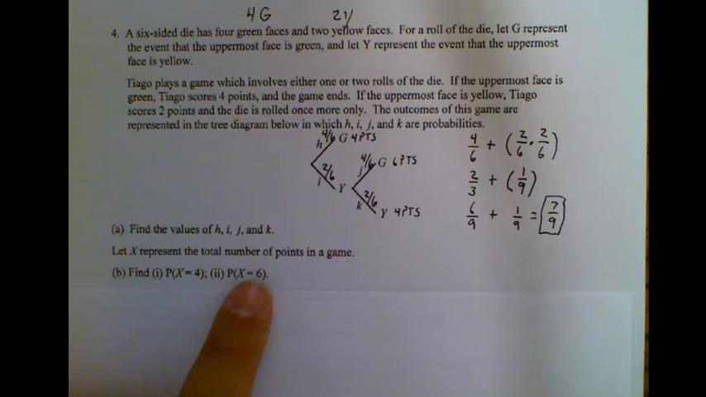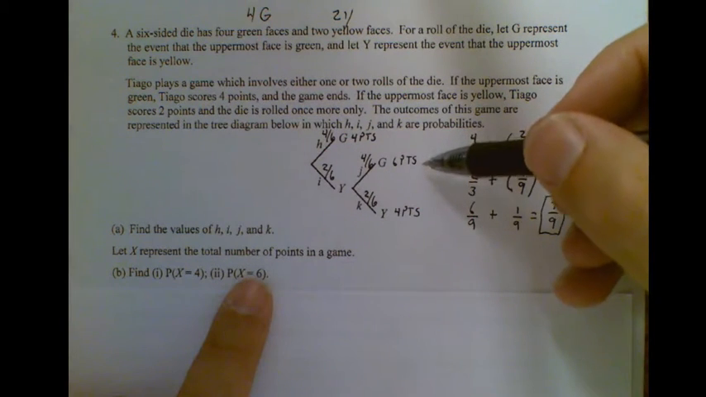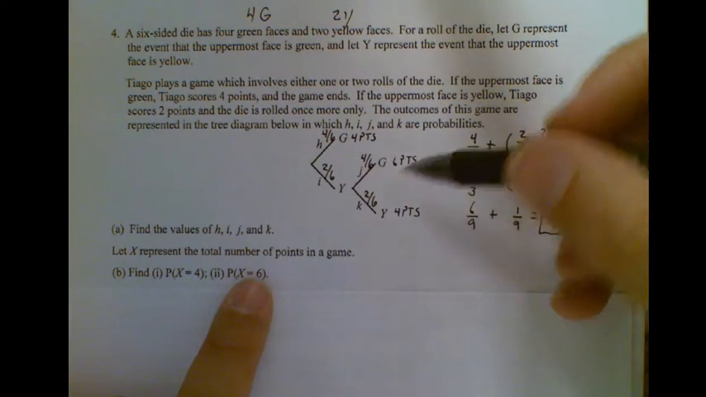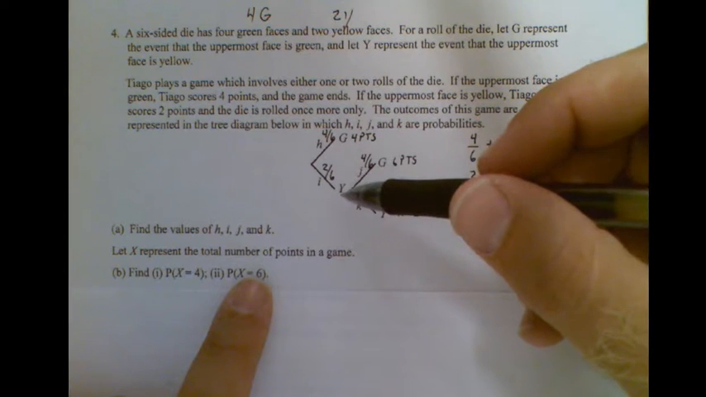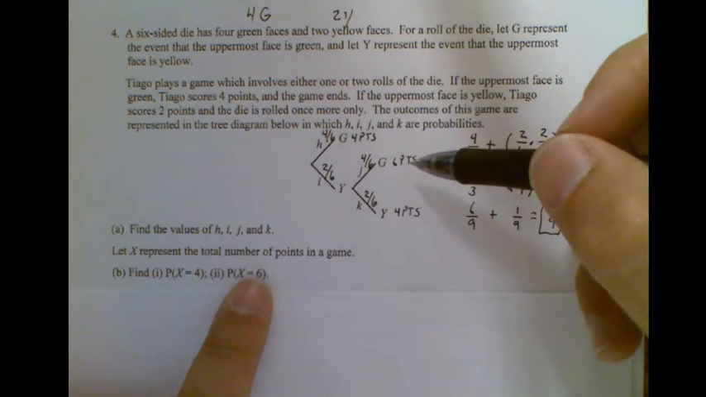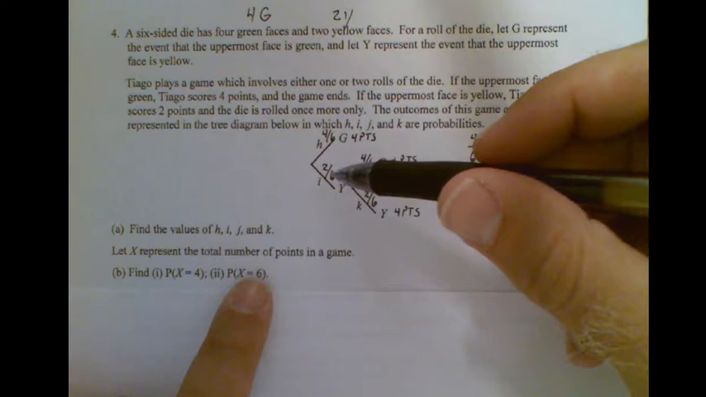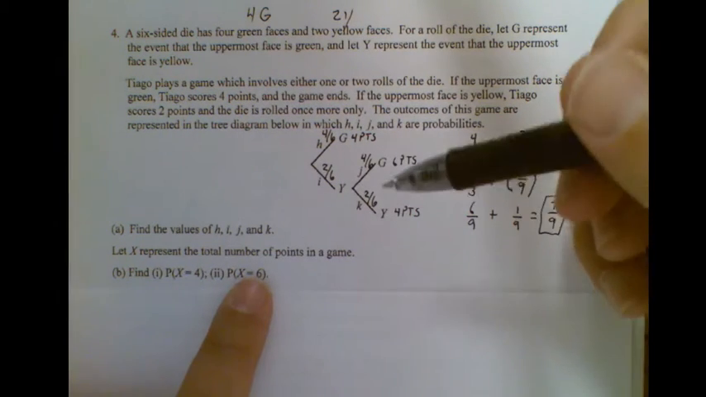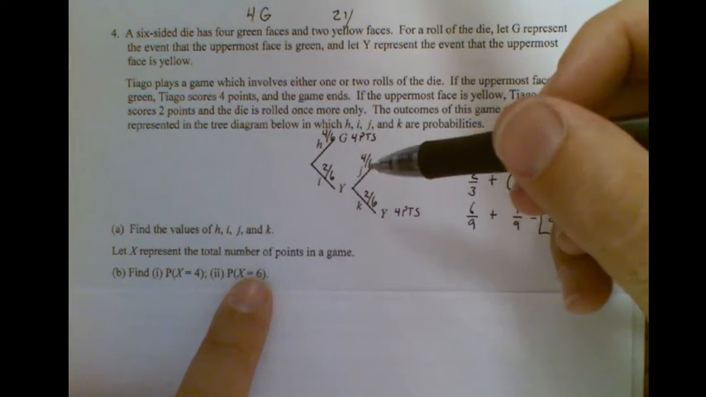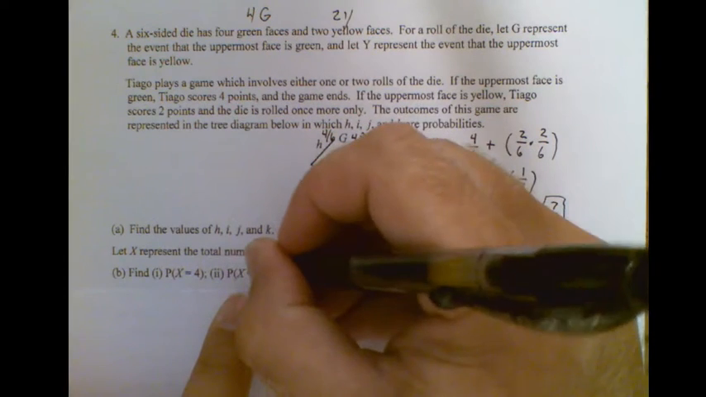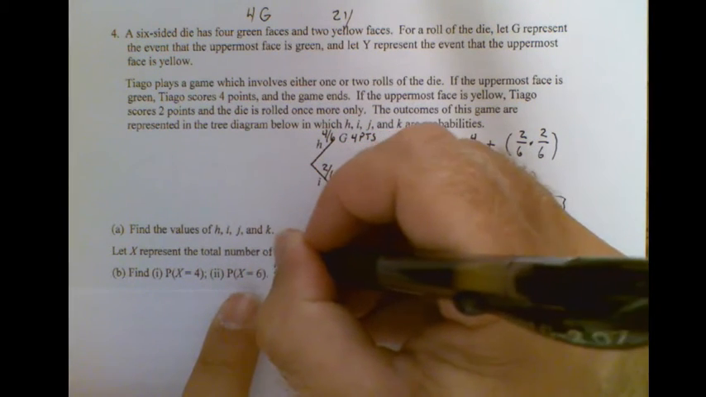What's the probability that he earned 6 points? Well, there was only one 6-point case, and it's this one right here. He would have had to toss a yellow, then a green, in order for that to happen. So it's 2/6 times 4/6, or you could have said 1/3 times 2/3, and that would give it to you as well.